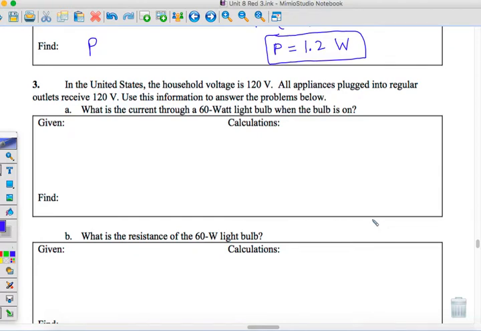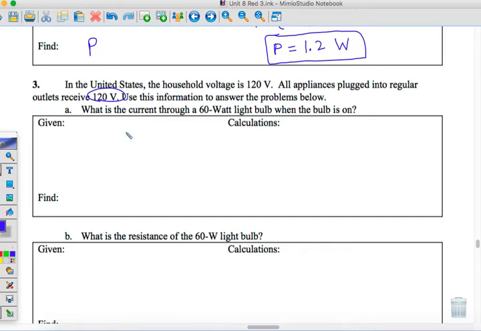Number 3 here. In the United States, the household voltage is 120 volts. All appliances plugged into regular outlets receive 120 volts. So that's in the outlet that you plug anything into, that's the voltage that comes out of it. So what's the current through a 60 watt light bulb when the bulb is on? So light bulbs, if you ever look at them, they will say something like 60 watts, 40 watts, 100 watts. They're telling you how much power the bulb emits.